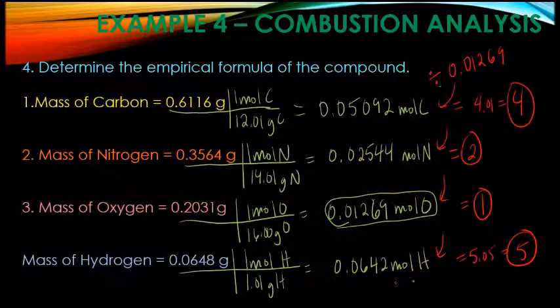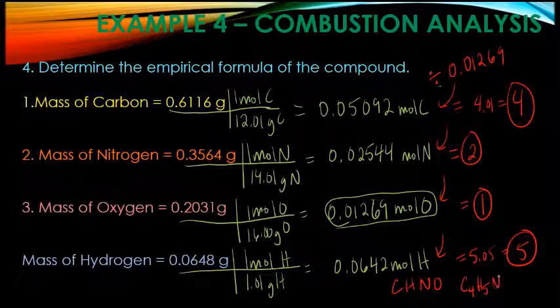Now, the order that they presented it in the problem was carbon, then hydrogen, then nitrogen, then oxygen. So we're going to write it in that order. So it's going to be C4H5N2O. That's our empirical formula for this particular compound.